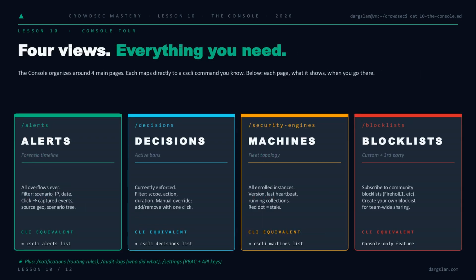So here's the map. 4 pages cover 90% of what you'll do. Alerts is your forensic timeline, every overflow ever triggered, filterable and clickable down to the source geo and scenario tree. Decisions shows what's actively enforced right now, with one-click override. Machines is your fleet topology, versions, heartbeats, a red dot when something goes stale. And blocklists is the one console-only feature. Subscribe to community lists like Firehole, or roll your own for the team. Bonus pages, notifications, audit logs, settings, handle routing, accountability, and RBAC.